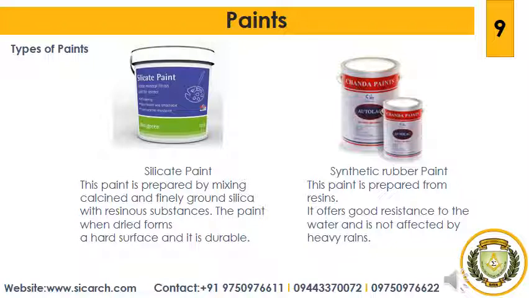So the last type of paint that we are going to be seeing is the synthetic rubber paint. So this paint is prepared from resins. It has the advantages like it offers good resistance to the water and it is not affected by heavy rains. It dries quickly. A uniform color is maintained when this paint is applied on the surface. It is little affected by weather and sunlight.